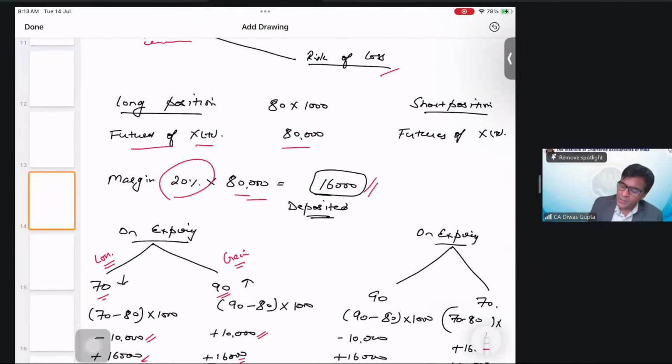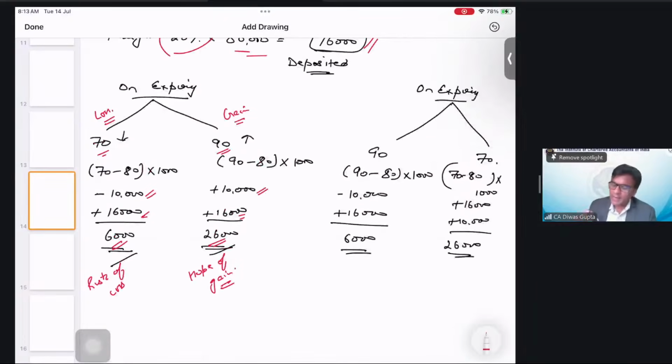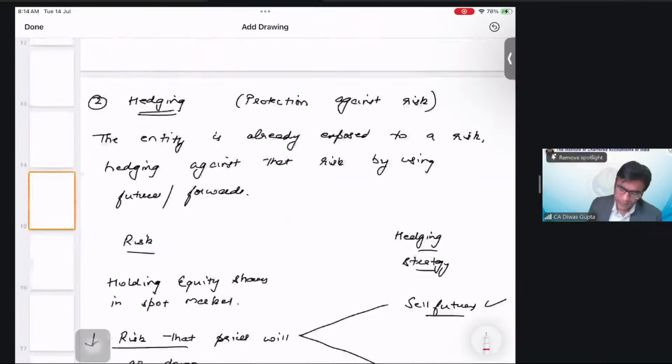Then, in case we talk about the person who is involved in the short position or short selling of this future, students, then on expiry, what is happening? On expiry, if the price has gone up, there is a loss, because I have sold at 80 and now I'm going to purchase at 90. So there is a loss of 10 rupees. On 1000, it will be 10,000, and 16,000 will be my original amount that I've deposited. Against that, it will be adjusted and I will receive 6,000 back. In case the price has gone down, the person who has gone short will benefit out of this. Reason being, because I have sold at 80, I will be buying at 70. So there is 26,000 rupees of gain coming out of here. Clear, students?